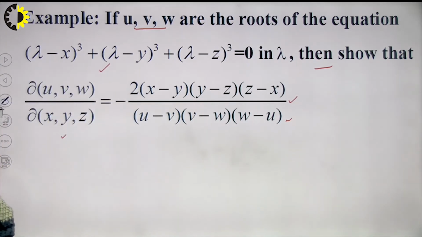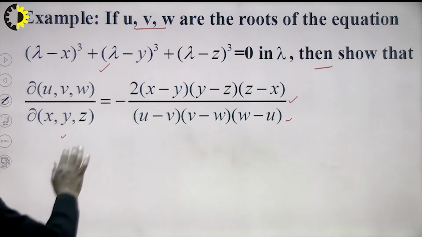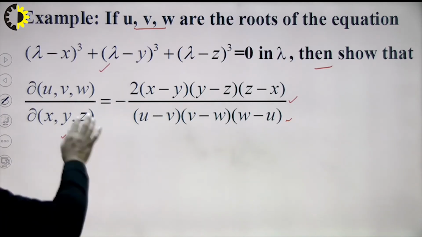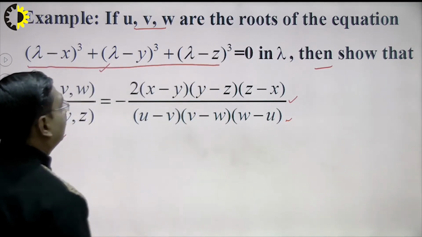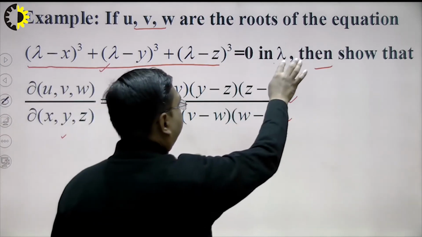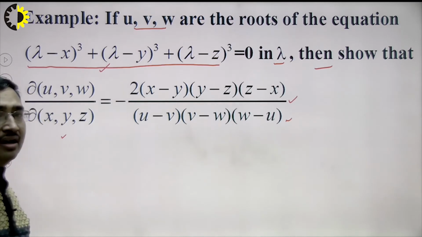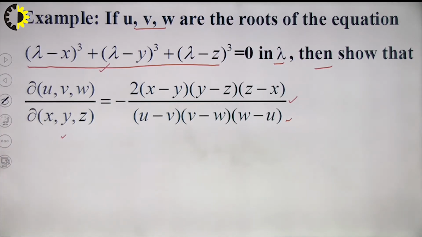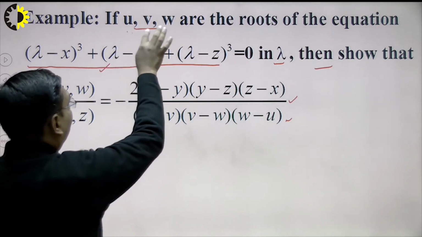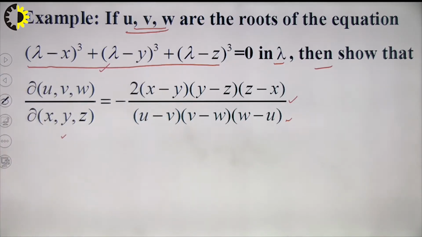Let us first understand what is actually meant here. We are given a cubic equation in lambda, that is, lambda is the unknown whose value is to be calculated if we try to solve this equation. Now in this cubic equation in lambda, we know by the fundamental theorem of algebra that a cubic equation will have 3 roots, and those roots are denoted by u, v and w.